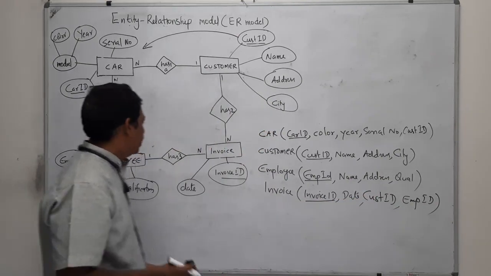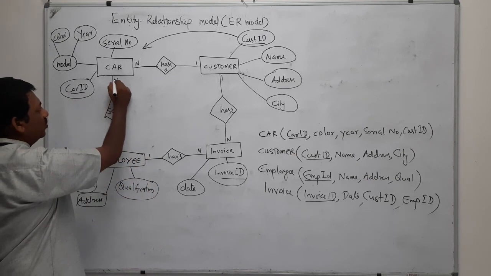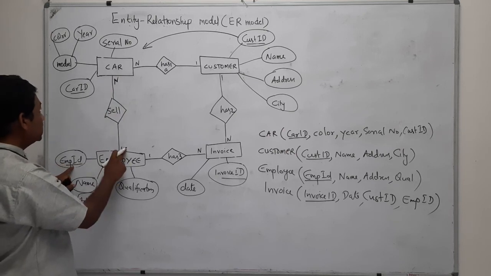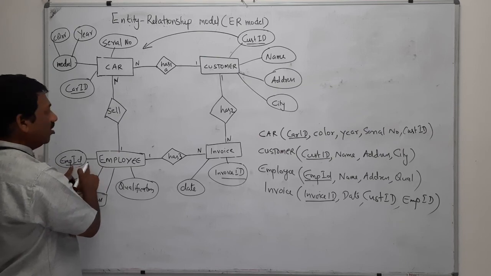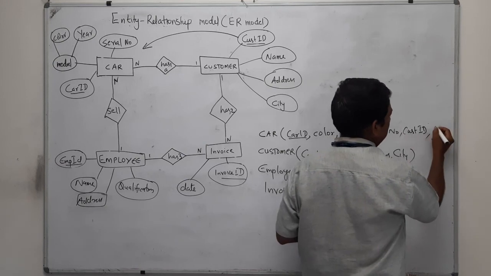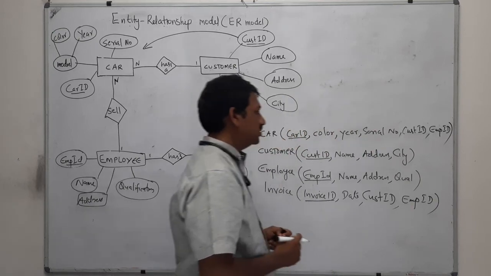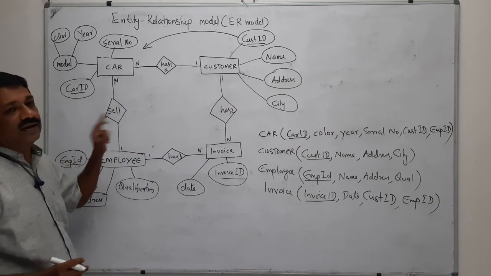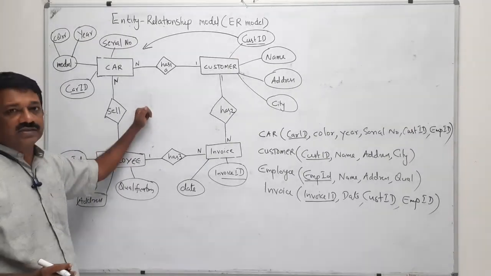Okay. Now what about the sell relationship? Here also you have 1 to N. That means from the one side, the key has to be shifted to the car, that means here employee ID. So car has employee ID also here, EMP ID. Okay. That means in this case we have only 1 to many relationships.